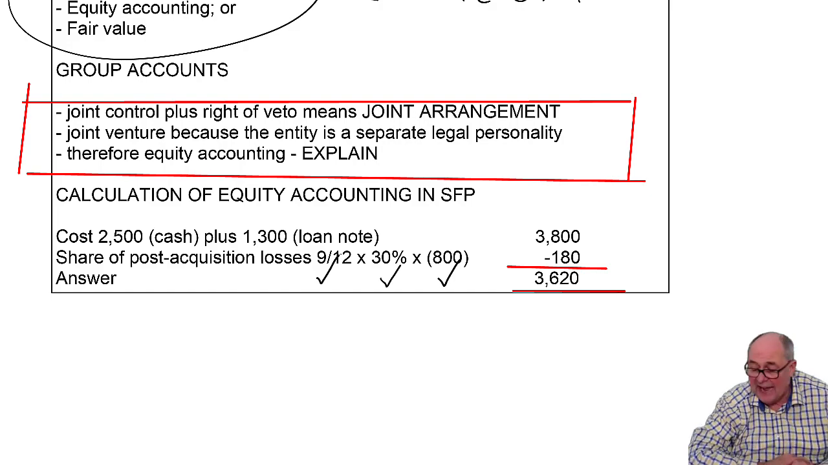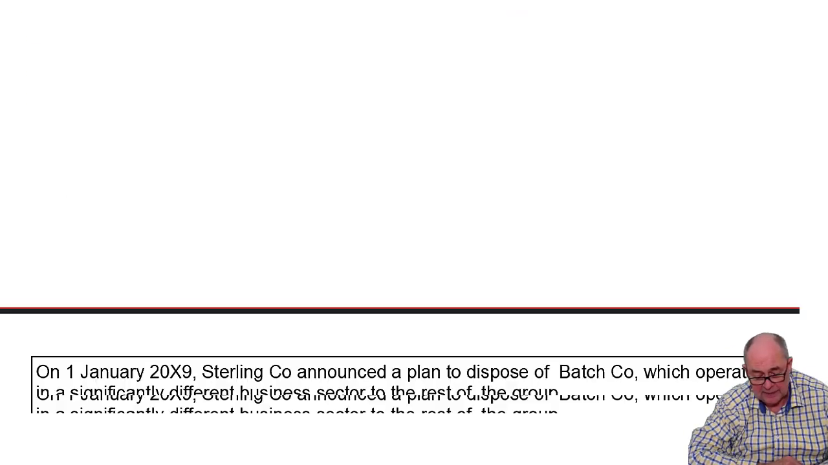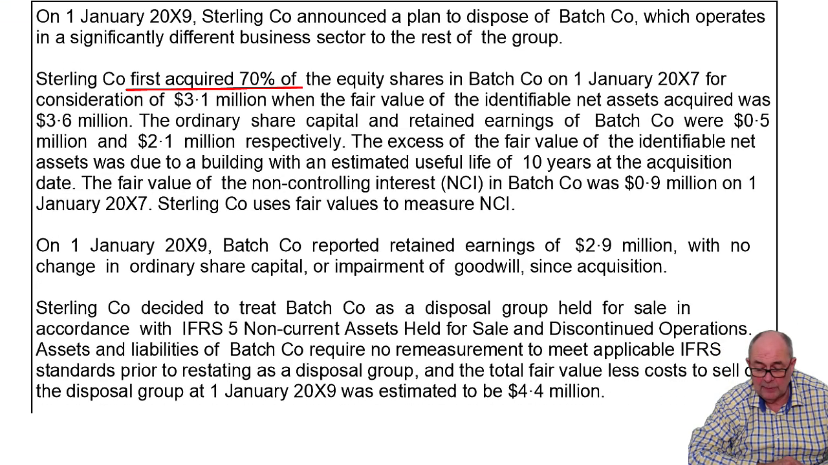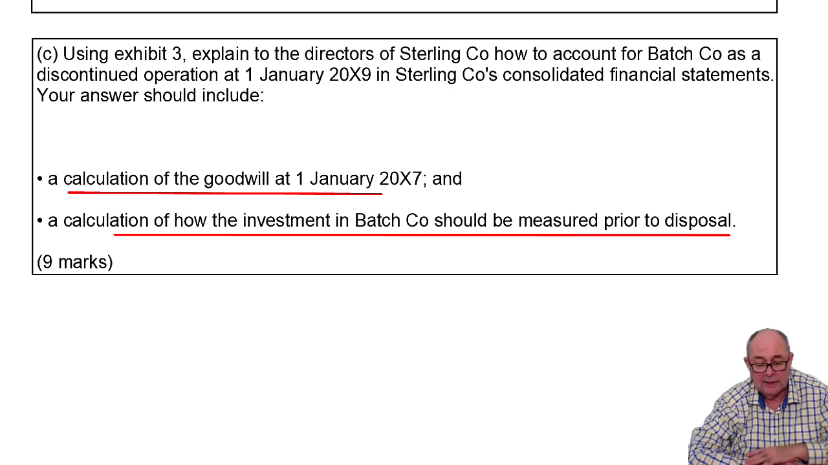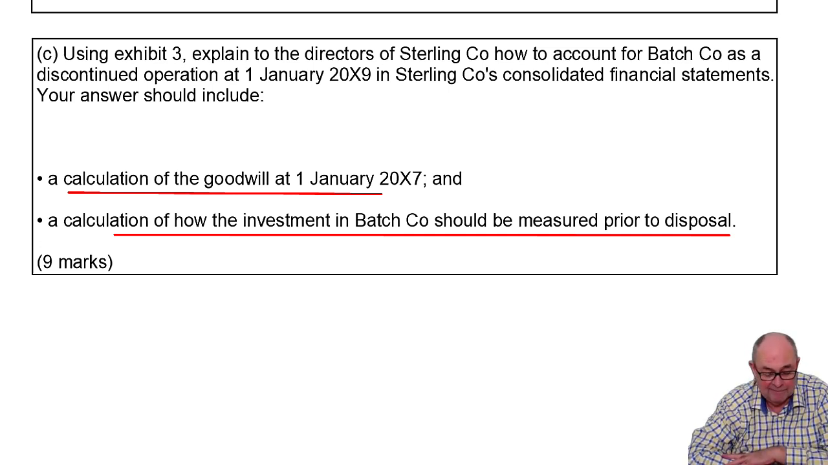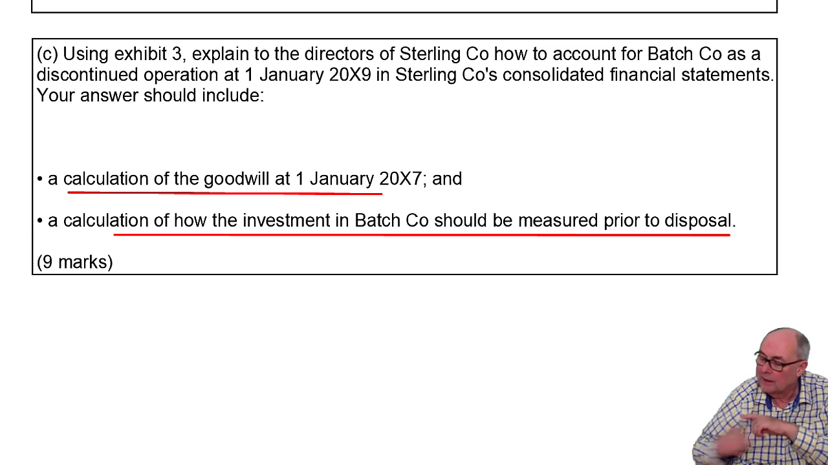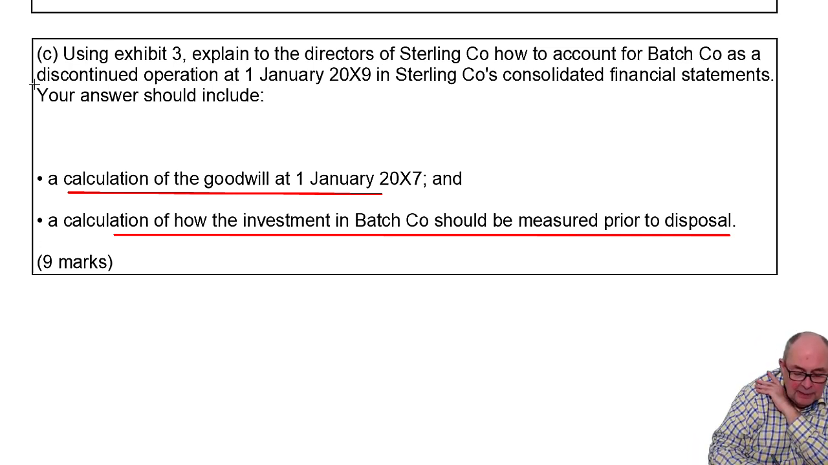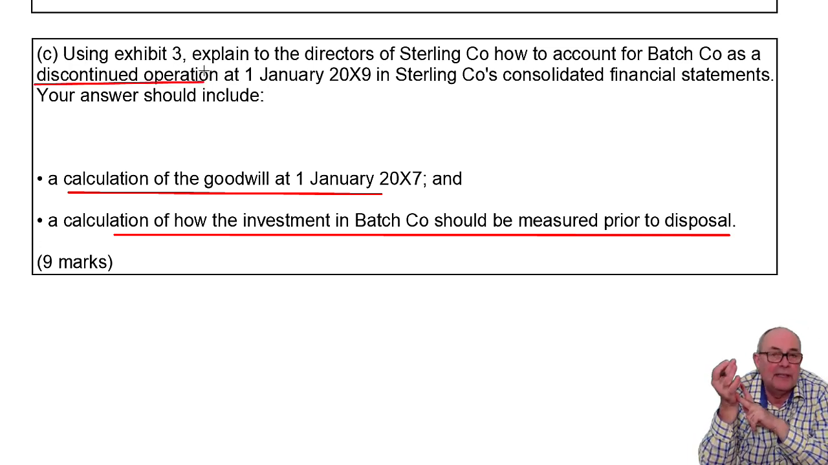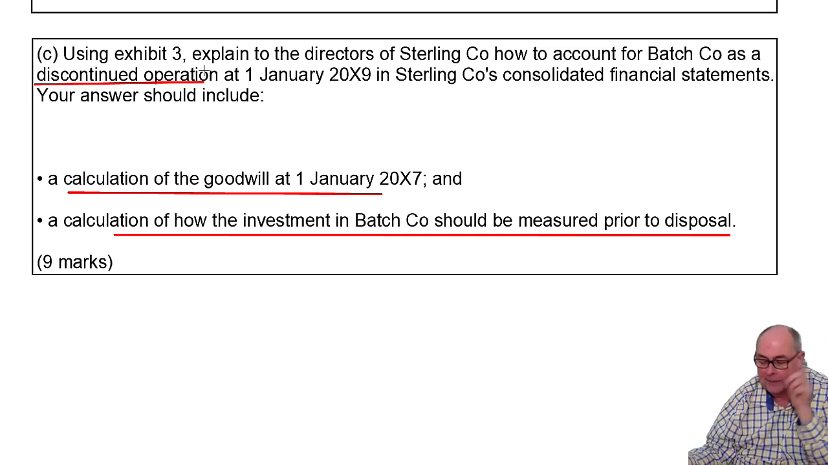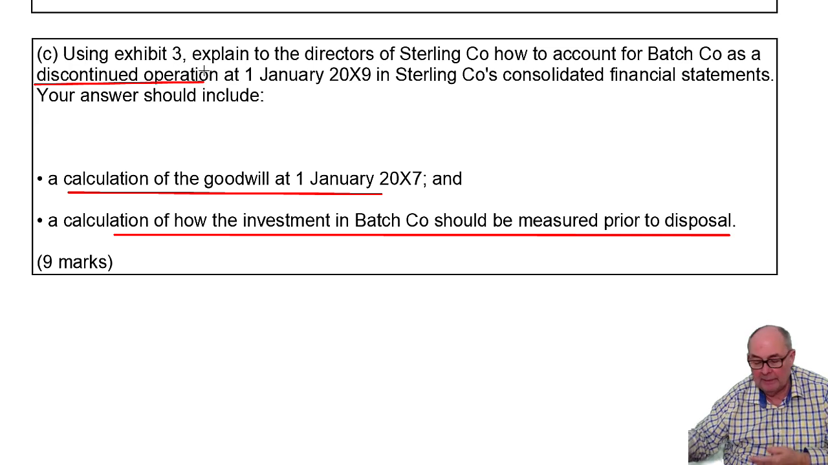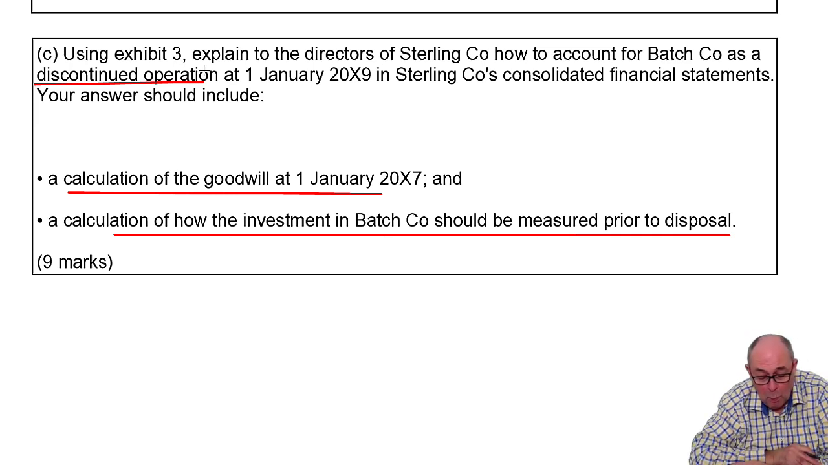Let's move to the next part of the question. Here we are, something about something called batch. Let's just read the requirements C. Batch is a discontinuance. Well, that's good. We know how to explain those things, don't we? We need to calculate goodwill, which arose years ago. That must be when they bought batch. And also how it will be measured just at disposal. Wow.